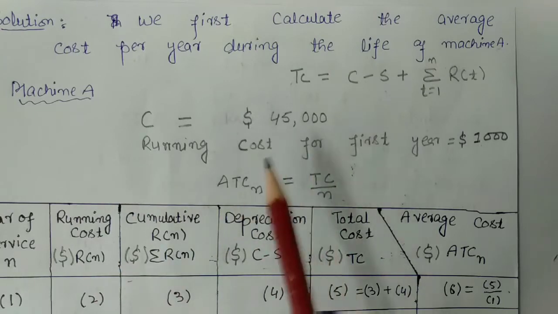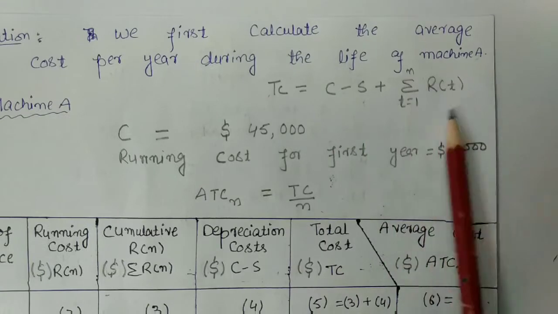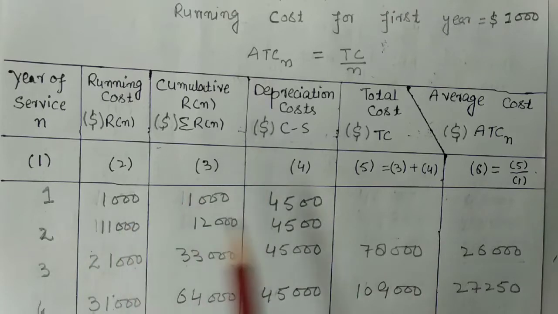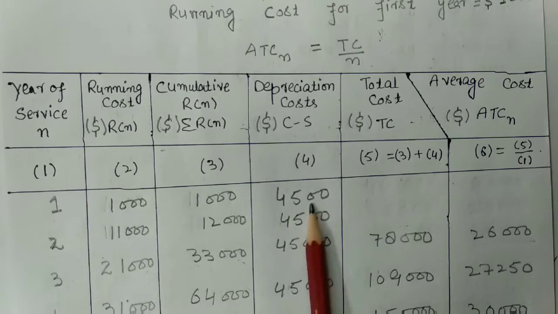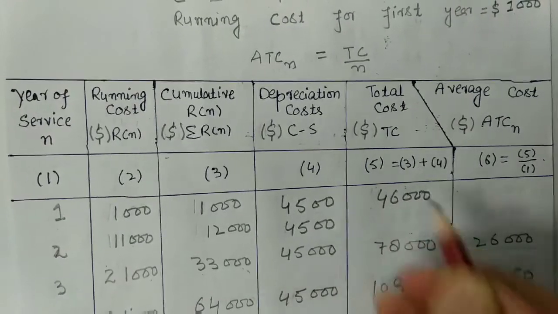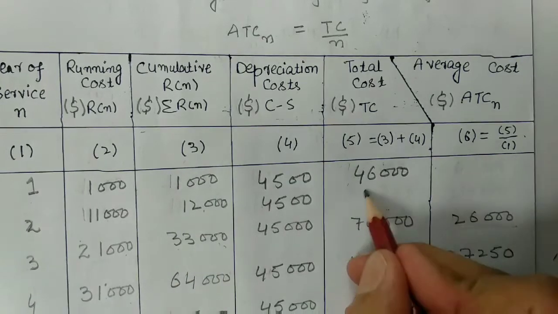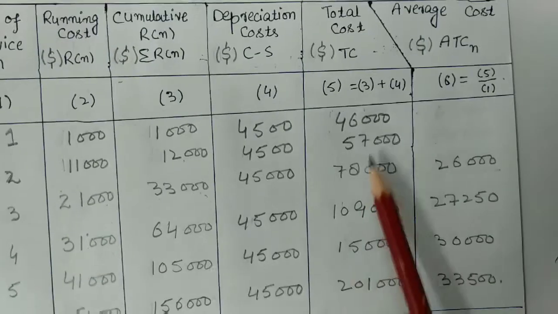Now we will find out the total cost. Now the total cost is depreciation cost, that is C minus S, plus cumulative running cost. Here I will add columns 3 and 4, that is depreciation cost plus cumulative running cost. So here 45,000 plus 1,000 will become 46,000. Here 45,000 plus 12,000 will become $57,000. All other terms are the same here.